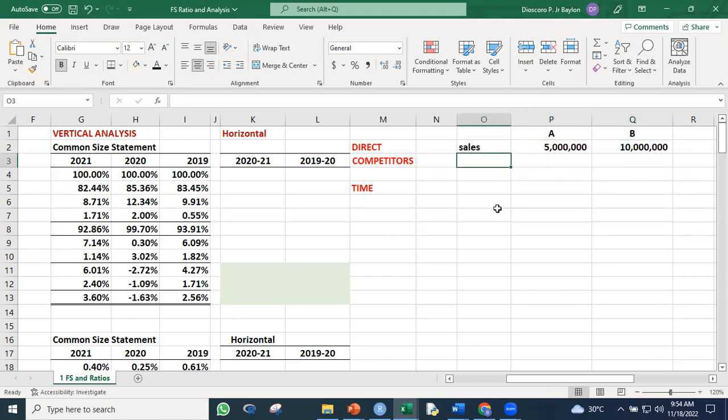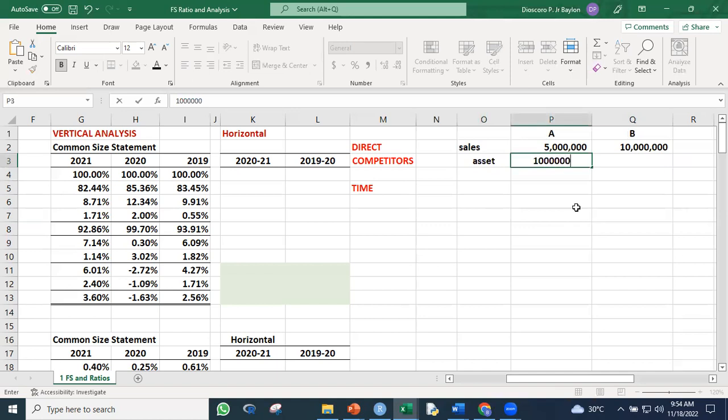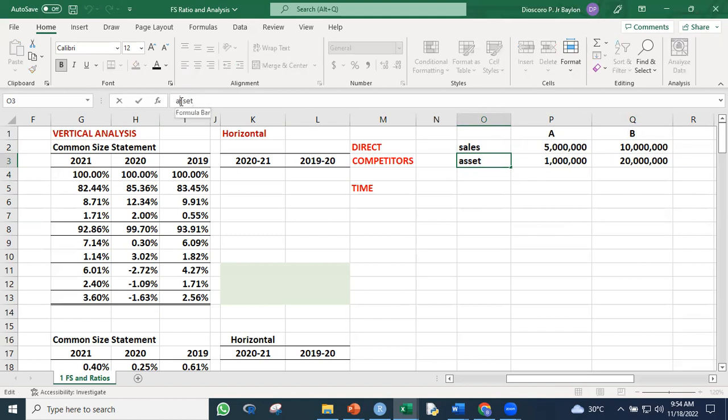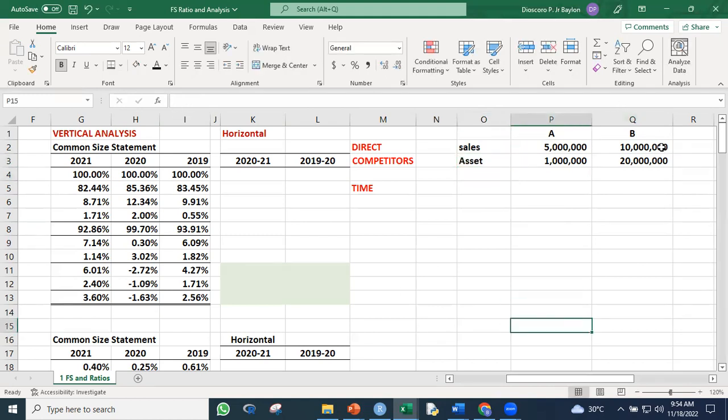Let's suppose that company A had total assets of 1 million, while company B had assets of 20 million. This is maybe an exaggerated example, but I'd like to highlight it because many might make the mistake of saying company B performed better than company A because it had sales of 10 million versus company A that only had 5 million. Definitely we can say that company B had more sales, but as to whether company B performed better, that's another thing, because we have to look at it holistically.